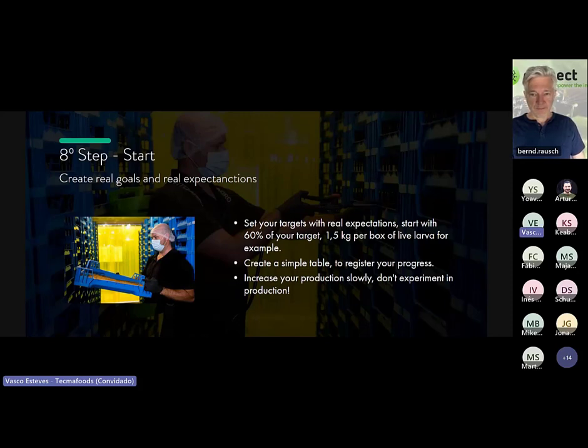So start slowly and never experiment on production. If you want to make some experiments with new feeds, new weights, new temperatures, have a very small zone apart from production and make 1 box, 3 boxes, 1 column, 4 columns, and then validate. Never experiment on the production. We did that before with many problems.